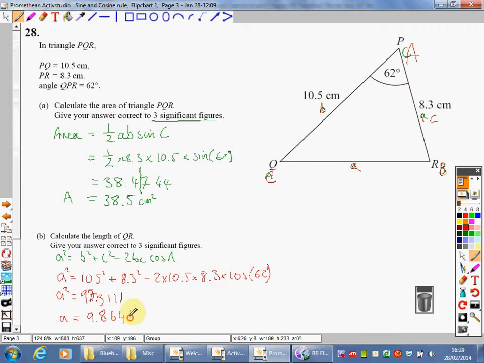Okay, I want to correct to 3 significant figures. Here we go. 1, 2, 3. Cut it off. It's not going to change. It's a 4. So a equals 9.86. And don't forget it was in centimetres, so I must put my units of centimetres in.